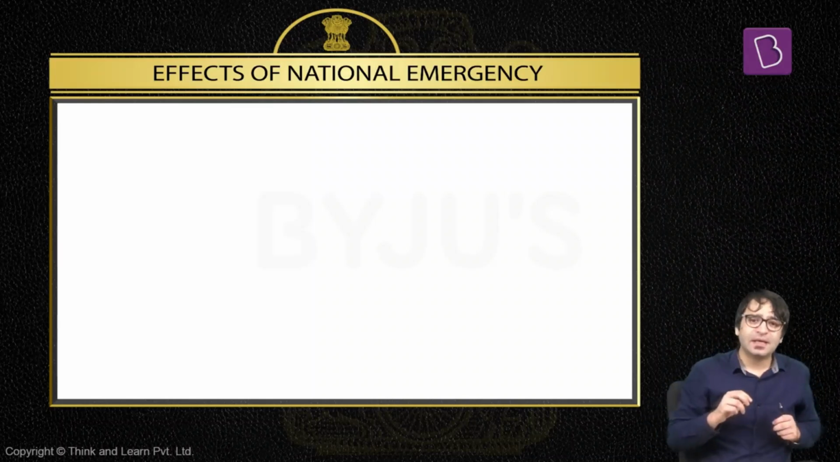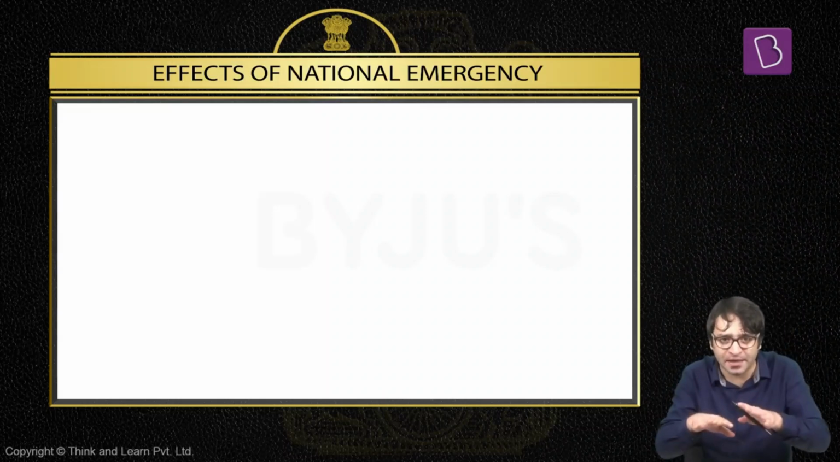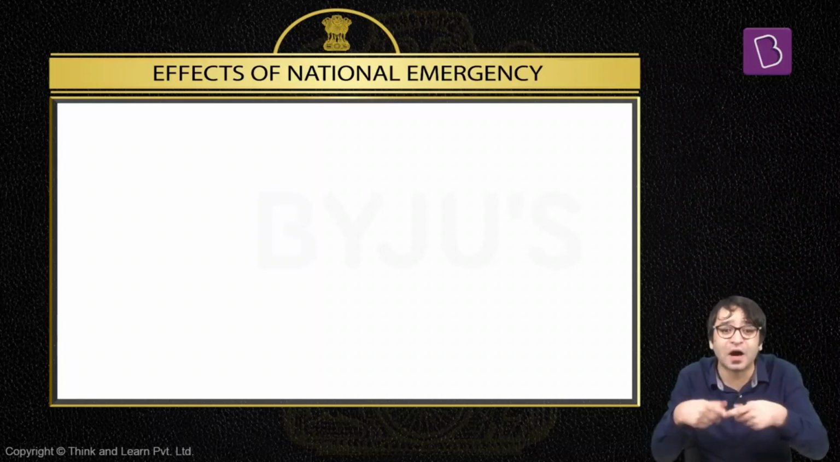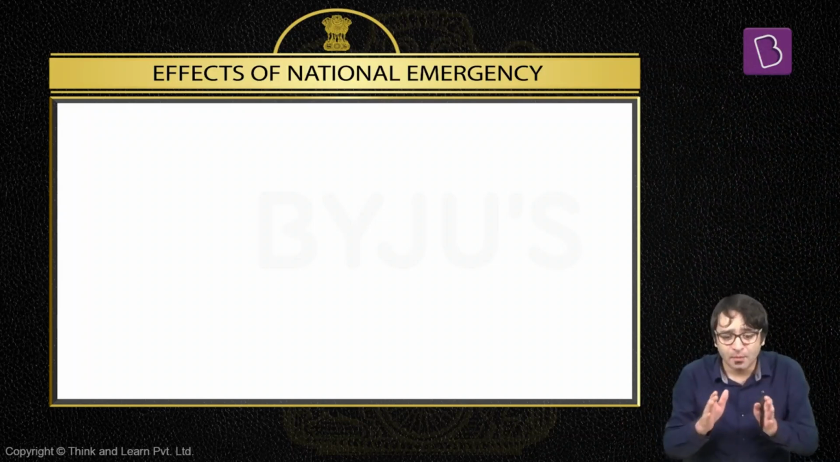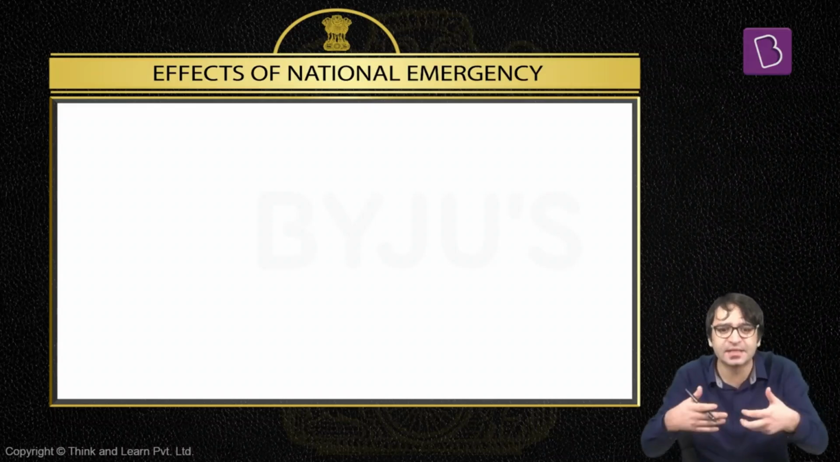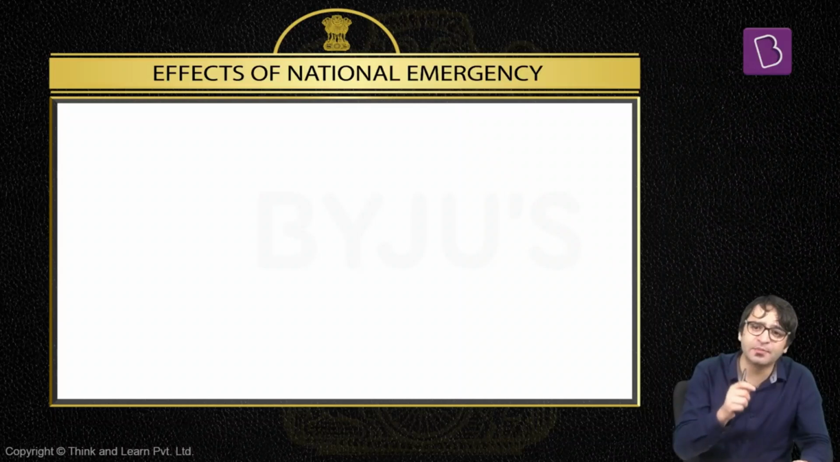But the most serious is the impact of national emergency on fundamental rights. Fundamental rights under Article 19 are automatically suspended if the national emergency is imposed on the grounds of war or external aggression. But if emergency is imposed on the grounds of armed rebellion, Article 19 is not automatically suspended. It can be suspended if the President issues an order. Under Article 359, any other fundamental right, or rather their enforcement, can be suspended, but two fundamental rights are saved: Article 20 and Article 21.